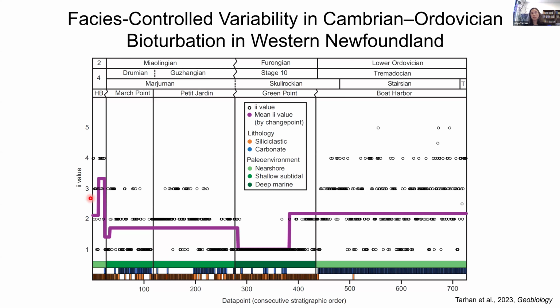And the purple curve here represents the outputs of our change point analysis. And what we can see is that there are a number of significant inflections in ichnofabric index, so in bioturbation intensity, but we don't seem to be looking at any sort of a progressive increase or progressive decrease in this manner. There isn't anything that really resembles a unidirectional trend, just a fair amount of variability.